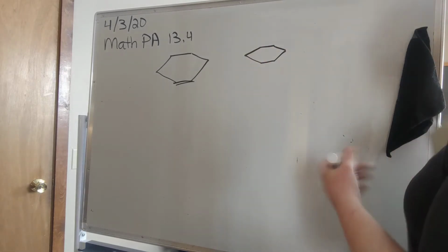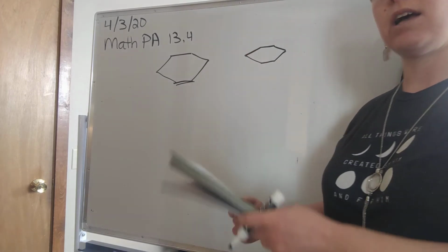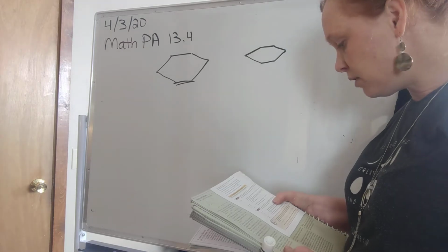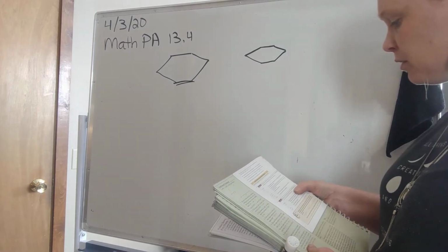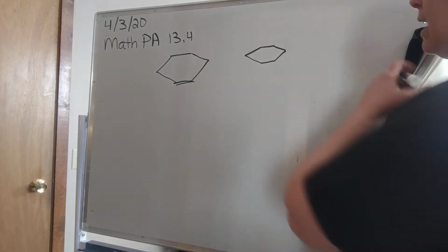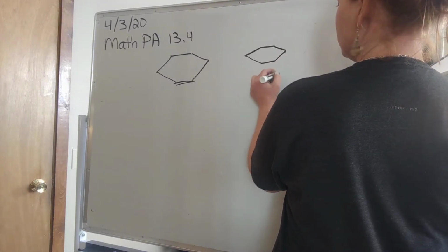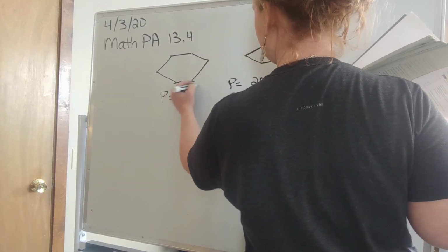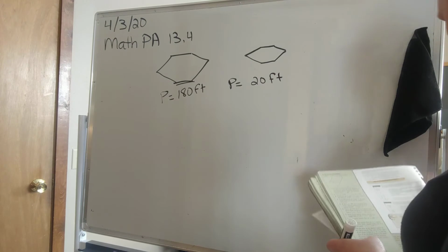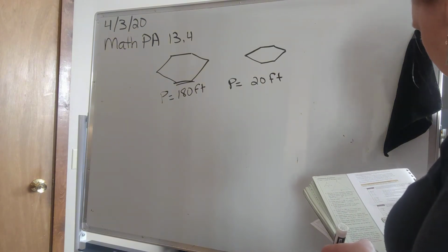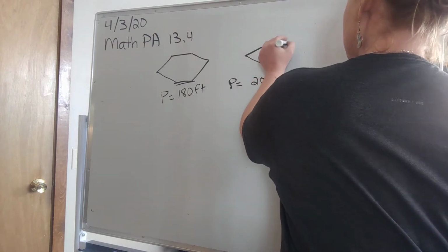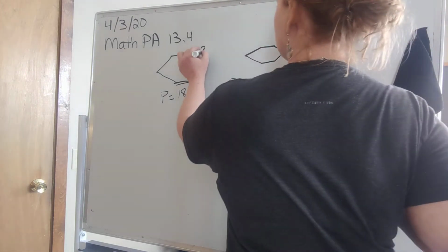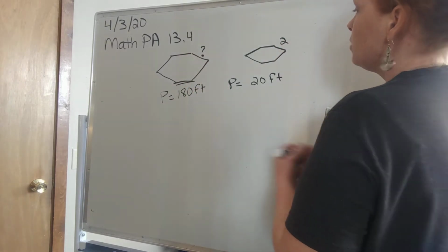Okay, so we're going to say that they are similar hexagons, which means they're the same shape, just not the same size. And the two similar hexagons, the perimeters are 20 feet and 180 feet. So I'm going to say that this one has 20 feet for a perimeter, and this perimeter has 180 feet. Okay, and it says the smaller hexagon has one side of 2 feet. Find the corresponding side of the larger hexagon. So we want to find what this side is. Okay? So we can do the same thing.